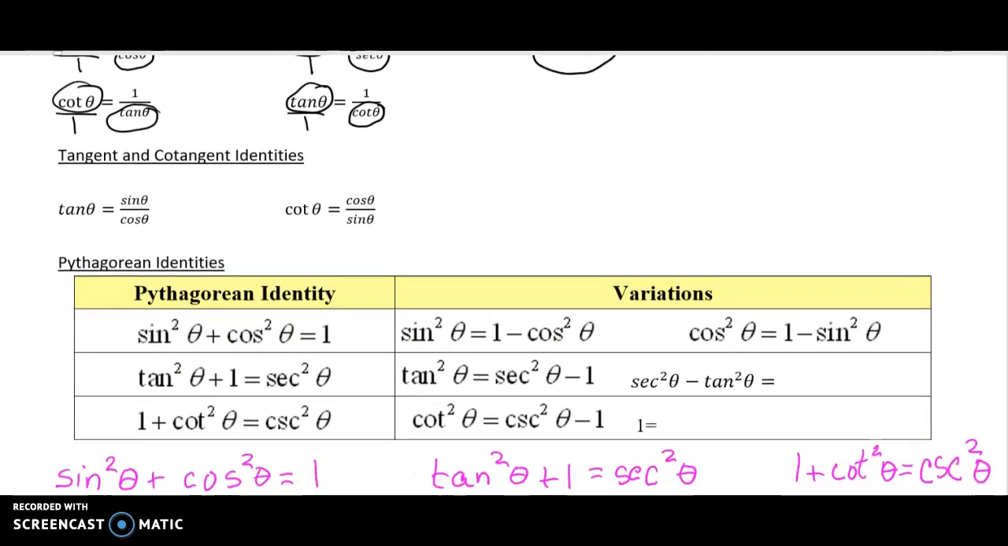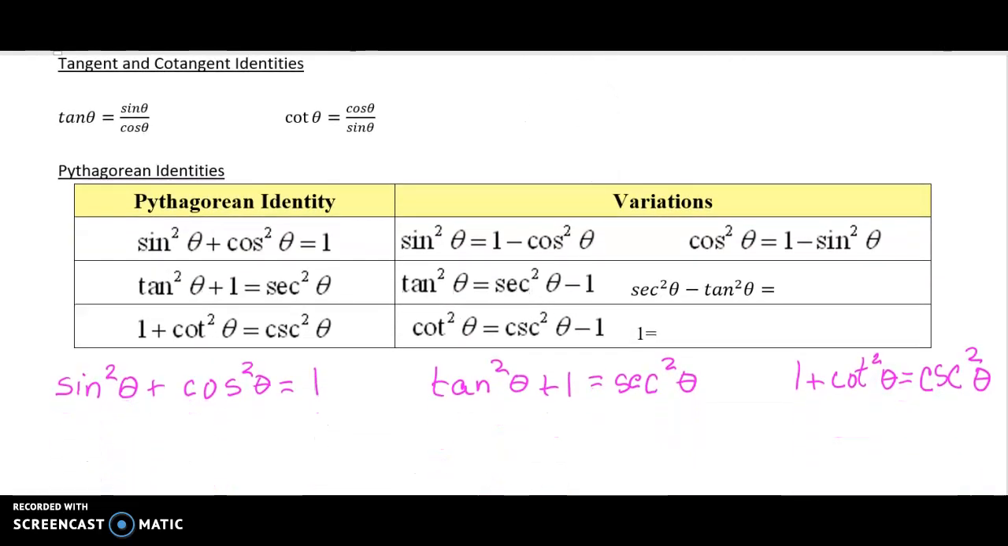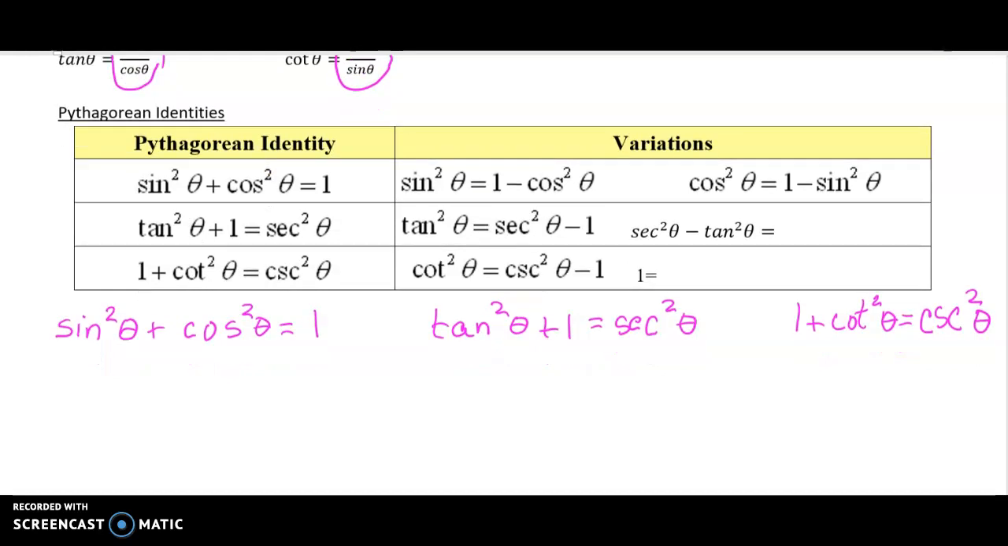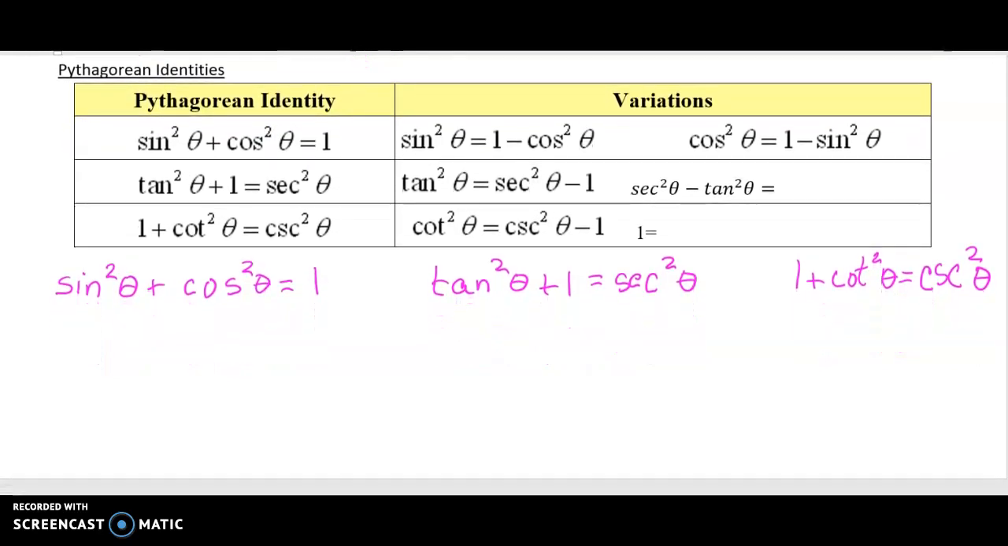We get down to the next type of identity. We call these the tangent and cotangent identities. Tangent is equal to sine over cosine, and cotangent, which is tangent's reciprocal, is equal to cosine over sine. Okay, the next type of identity, these are called the Pythagorean identities.